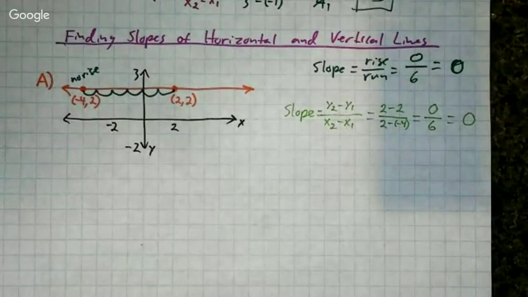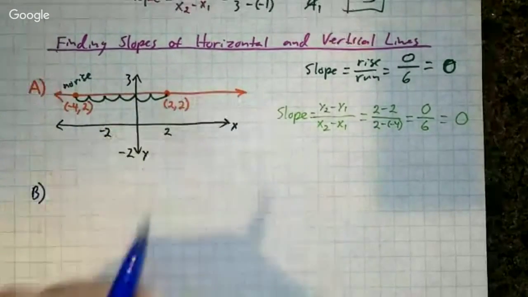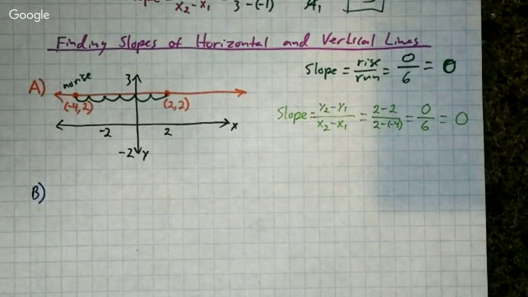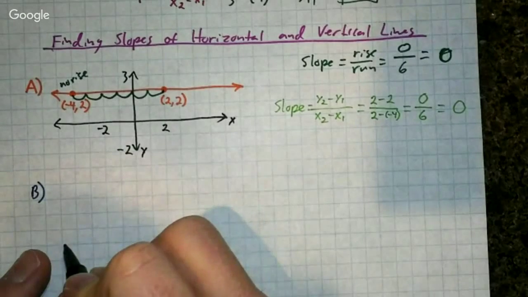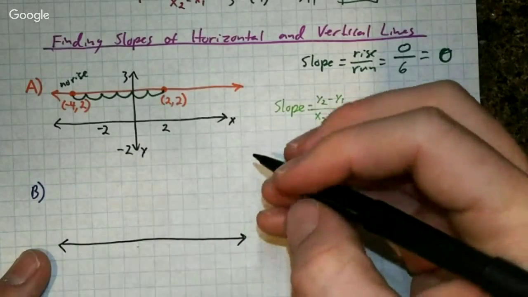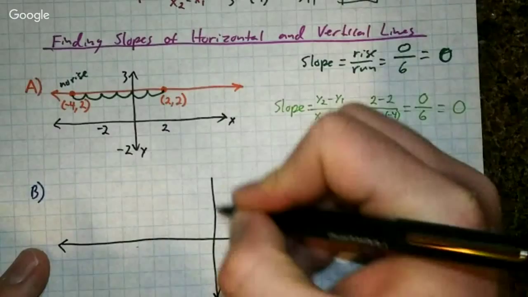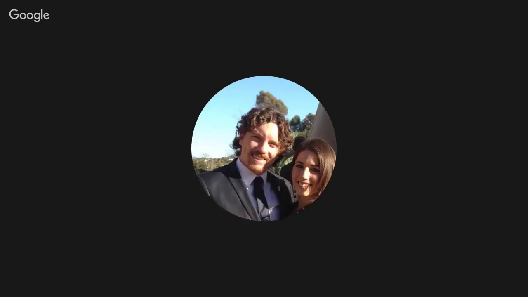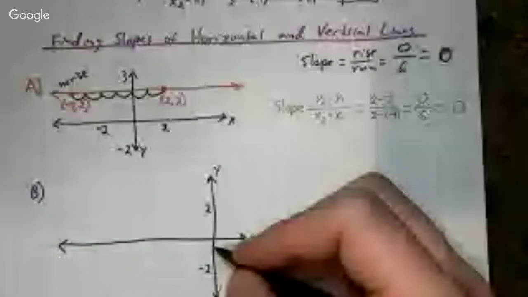Now let's look at B, because B is where things are going to get a little weird. And B is a vertical line. For a horizontal line, it makes sense that there is no slope. But for a vertical, let's do this. I'll mark 2 on that and also negative 2. And we'll do 1, 2, 3. Let's say this is negative 4 over here.